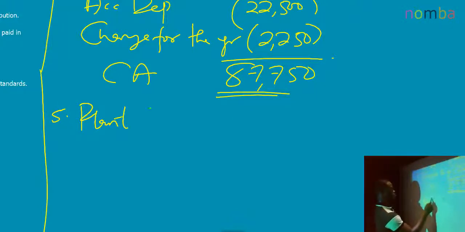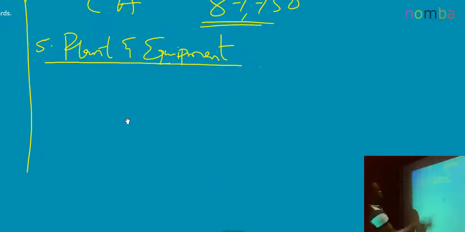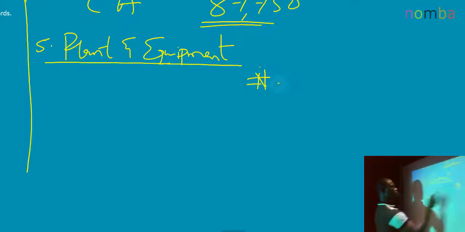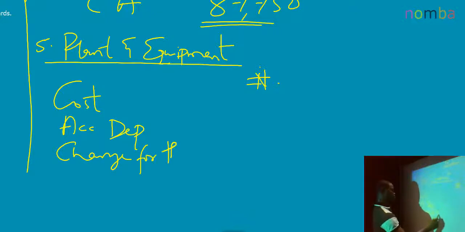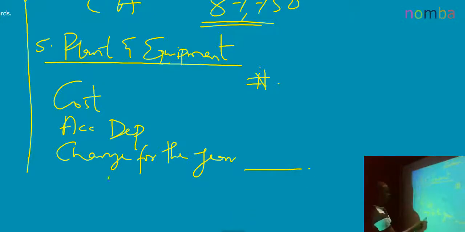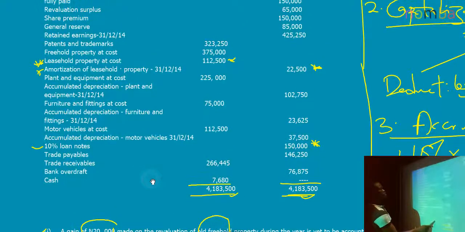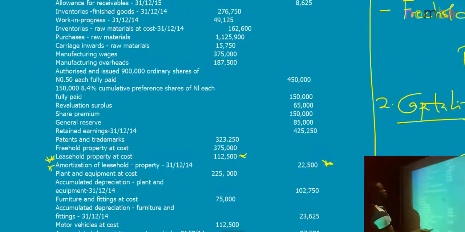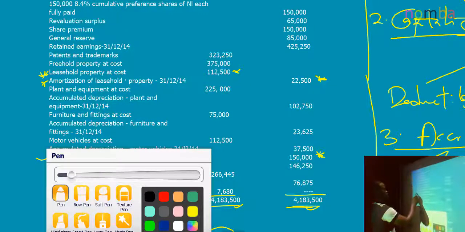Plant and equipment. So, what's the cost, the accumulated depreciation and the charge for the year, so that we'll get the carrying amount. Okay, so let me go to the correction. So I'll have plant and equipment.